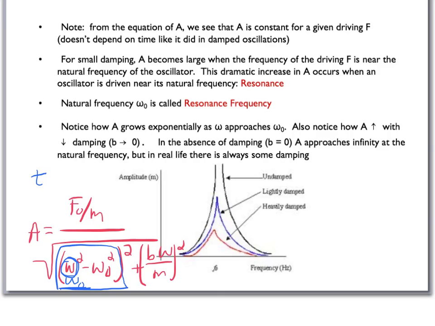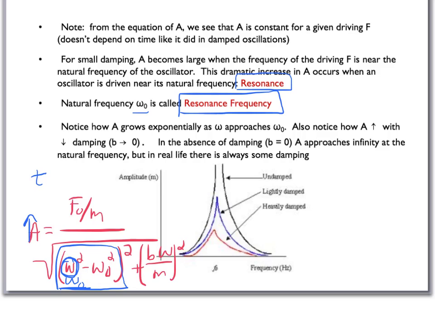Now, omega naught, again, is that natural frequency. You would now get this dramatic increase in A as your driving frequency approached the natural frequency. This is what we call resonance, where, again, this omega naught would actually be considered the resonance frequency. Now, notice from the graph here how large A can grow. In fact, it grows exponentially as omega approaches omega naught.